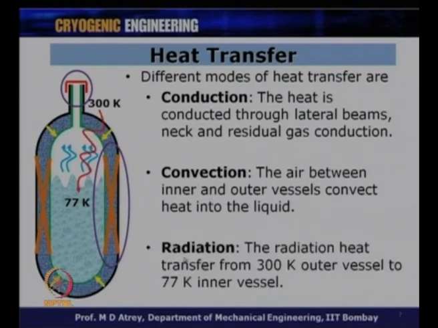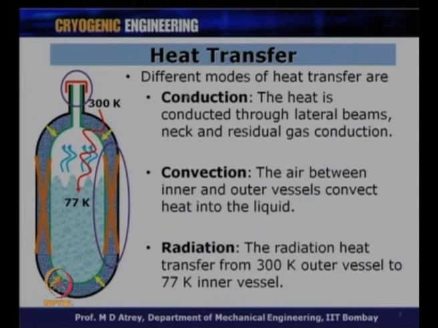The third thing is radiation. We will always have one surface at 300 Kelvin and the other surface at 77 Kelvin, and therefore radiation will always occur. You know that radiation does not require any medium. So, the radiation heat will transfer from the 300 K outer vessel to the 77 K inner vessel. So, these are the ways in which heat transfer always happens: conduction, convection and radiation.